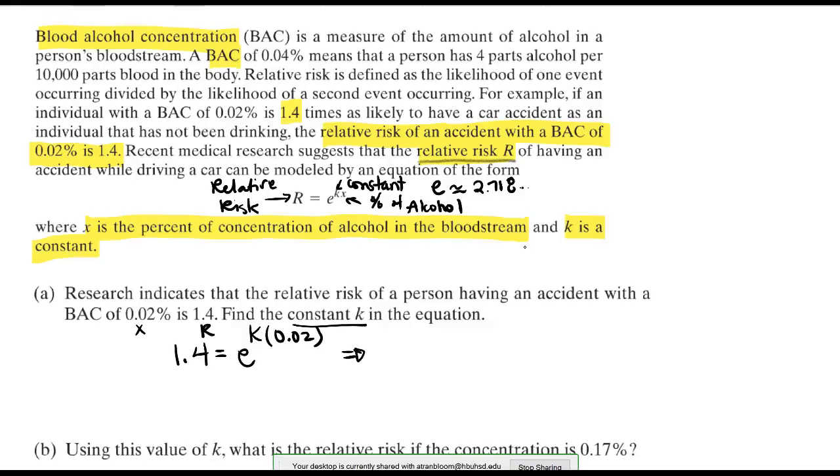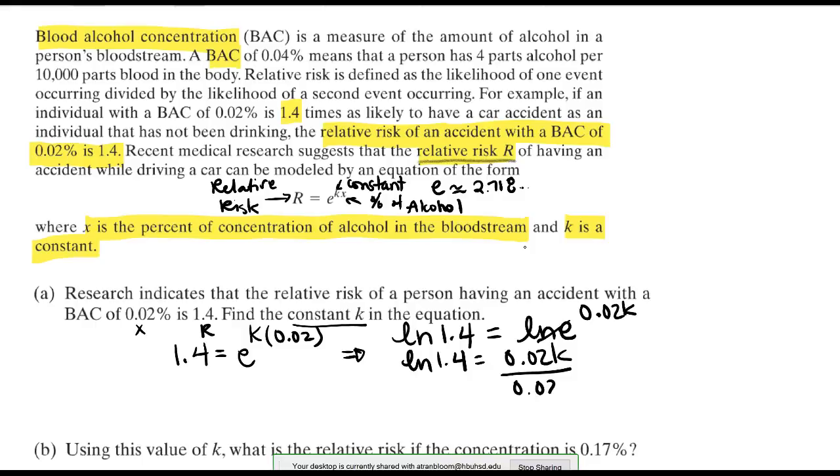Solve for K. To solve for K, we need to isolate, obviously, K by itself, okay? So we're going to do the natural log to both sides. So natural log of 1.4. What you're doing to the left, you have to do it to the right. Natural log of e to the power of K times 0.02, which is, I'm just going to write it in order, okay? 0.02K. Then ln of 1.4 equals ln of e, which is always 1, so 0.02K. Divide both sides by 0.02.